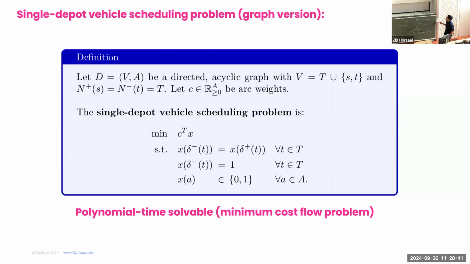So for each arc, we have a binary variable. Then we have some kind of flow constraints here, just to make sure that we really have paths in the graph. And then we say each trip has to be covered.